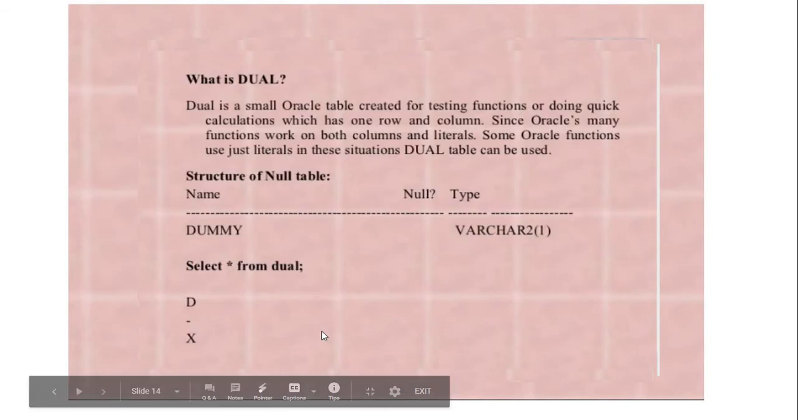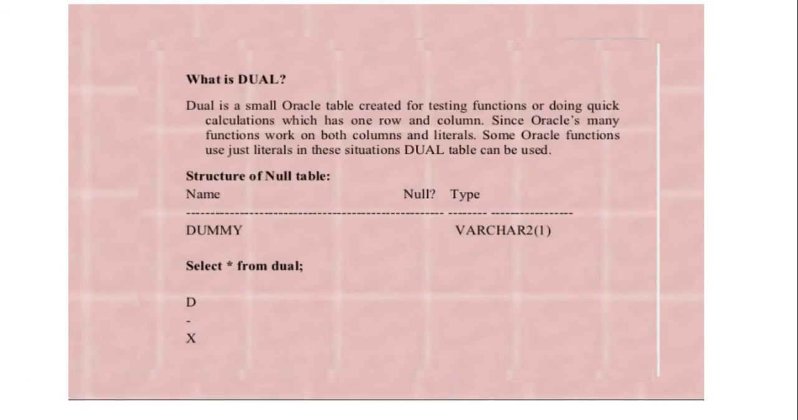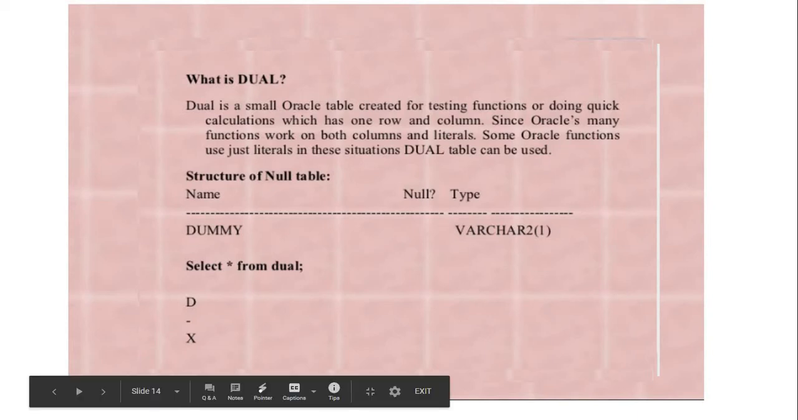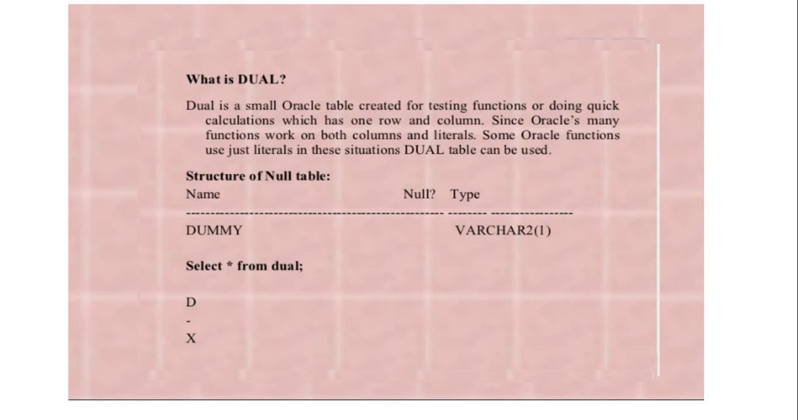Now coming to this DUAL table. Dual is a small Oracle table created for testing functions or doing quick calculations, which has one row and one column. Yes, this is a table that has one row and one column, and it performs a lot of calculation by using this one row and one column only. It will return the results of some numeric calculations and some string manipulations by using this DUAL table only.